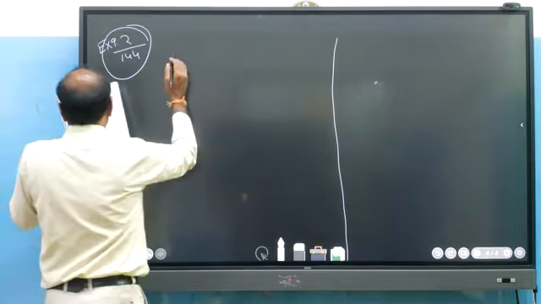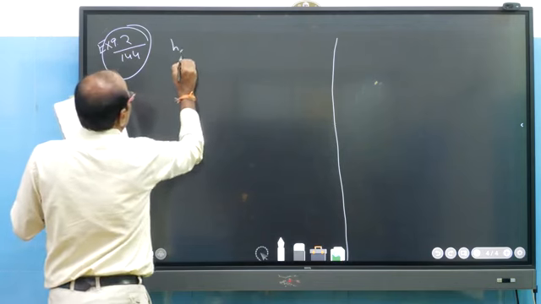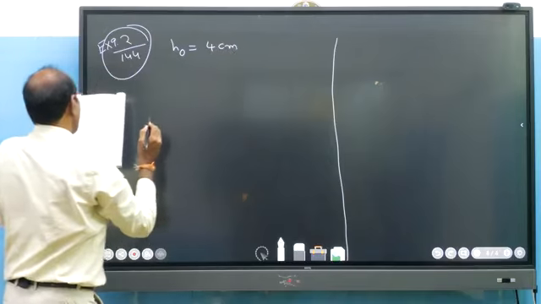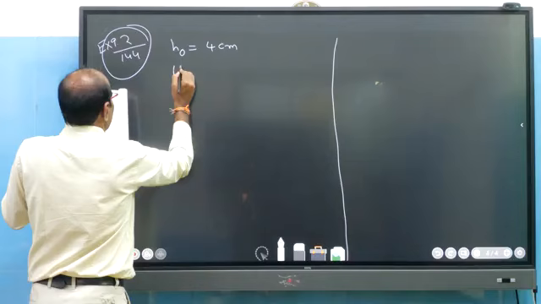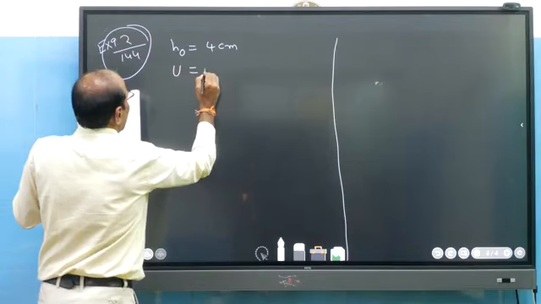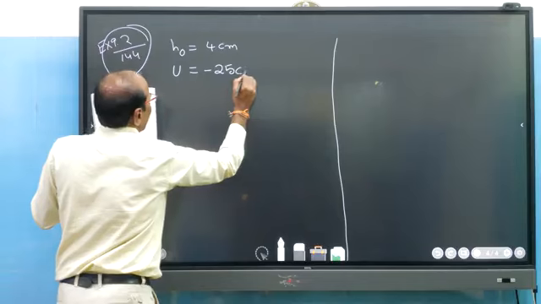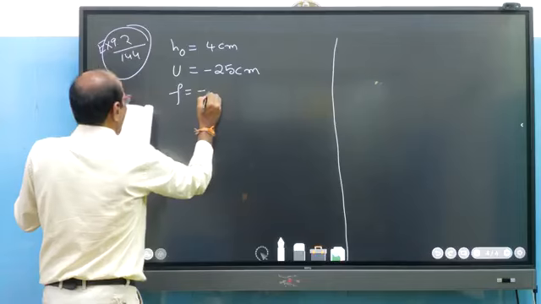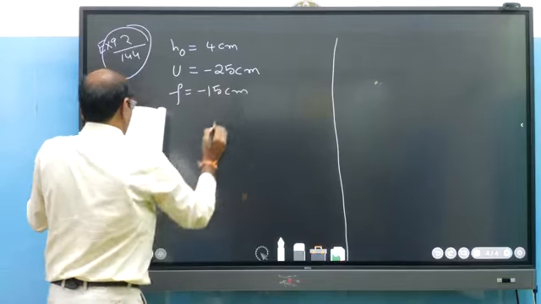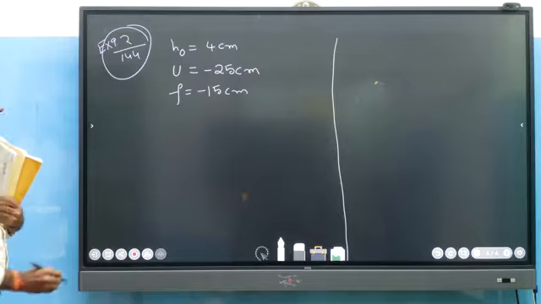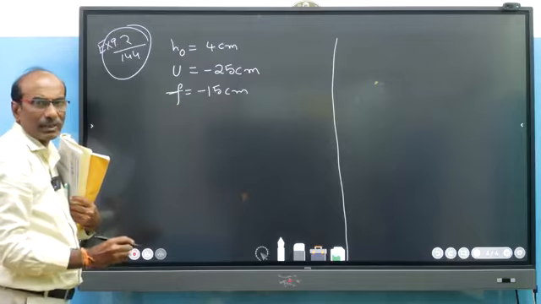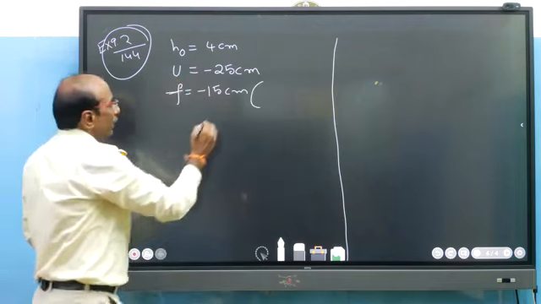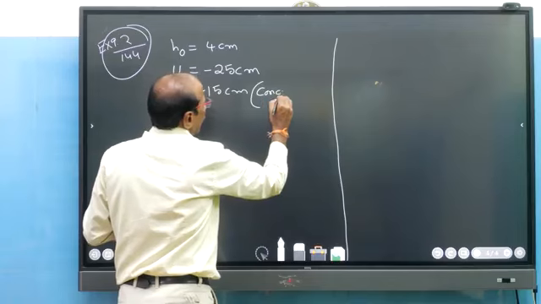So the given object is 4 centimeter in size, so h_o equals 4 centimeter. Object distance u equals minus 25 centimeter. Focal length f equals minus 15 centimeter. Why do we have to take focal length f as minus 15 centimeter? Because from the sign conventions, the focal length of a concave mirror is negative.